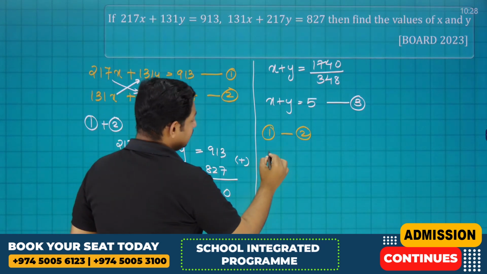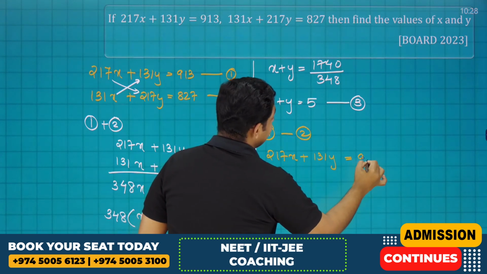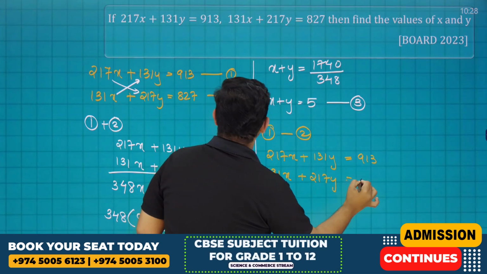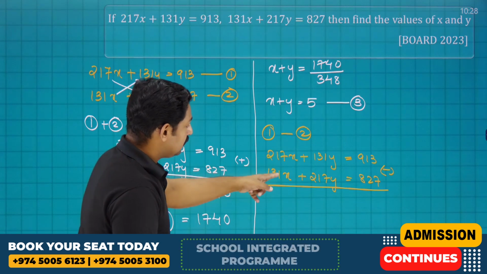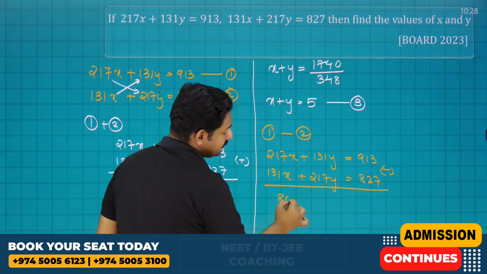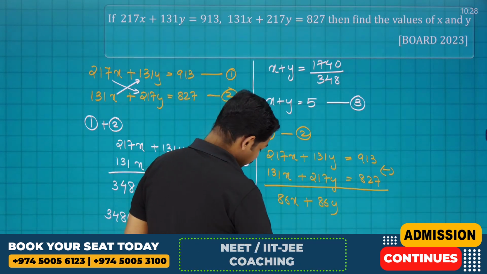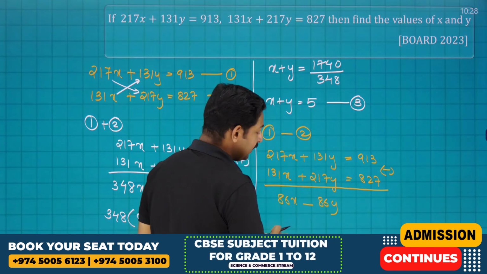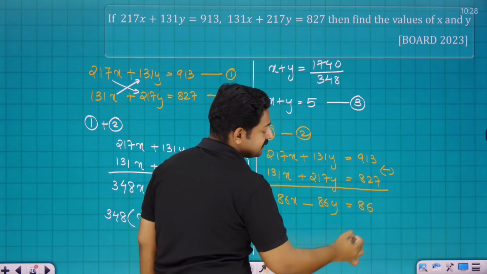So when we subtract, I'm writing the first one, 217x plus 131y is equal to 913. And the next one is 131x plus 217y is equal to 827, just subtracting. So when we subtract 217x minus 131x, you will be getting 86x, and here also when you subtract you will be getting 86y. So here it is minus, because small term minus big term you will be getting minus, is equal to 913 minus 827, you will be getting 86 itself.